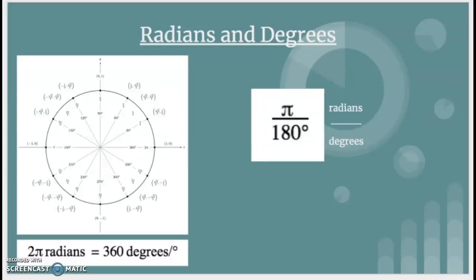Radians and degrees. We know that 1 unit circle is 2 pi radians, or 360 degrees, and also that halfway is pi radians and 180 degrees. This enables us to make the equivalent statement that pi radians is 180 degrees. We can use this to convert between both radians and degrees.